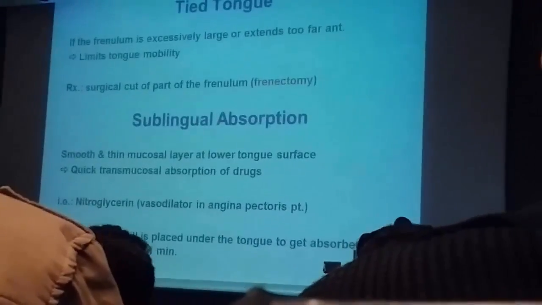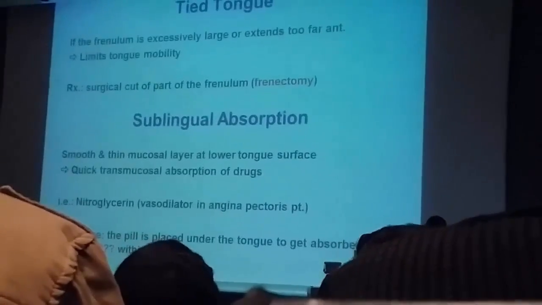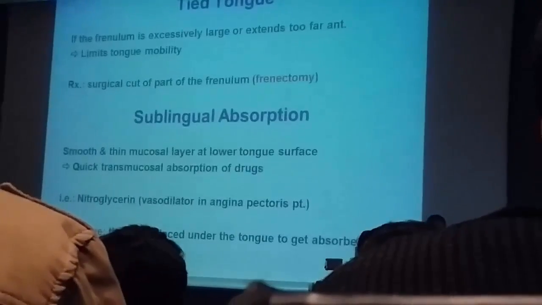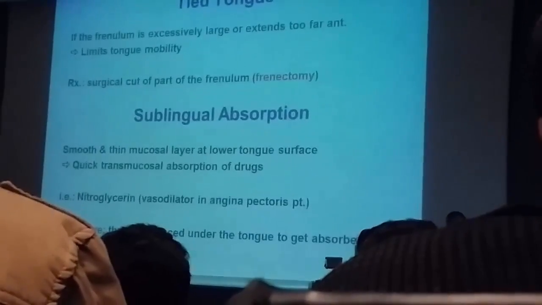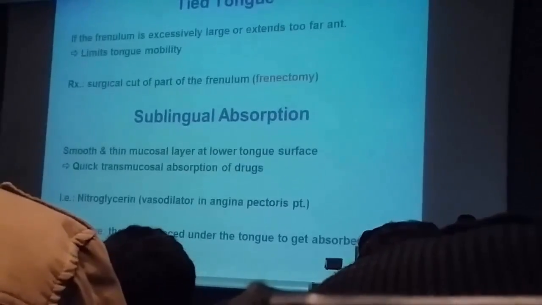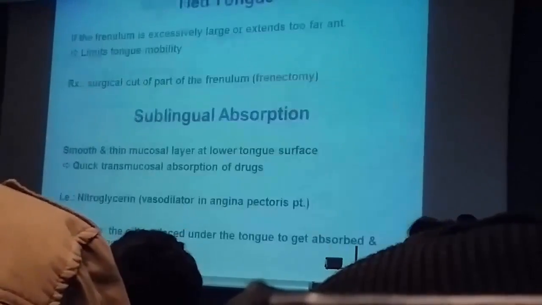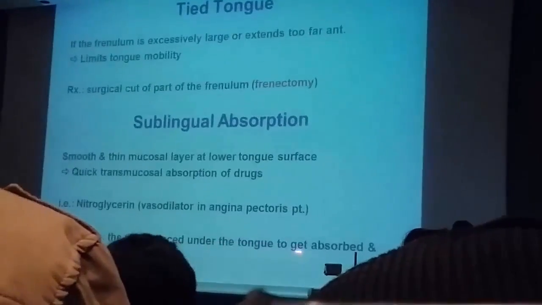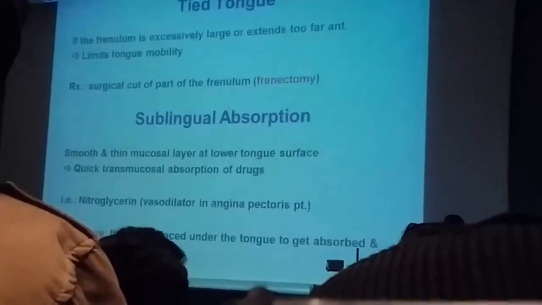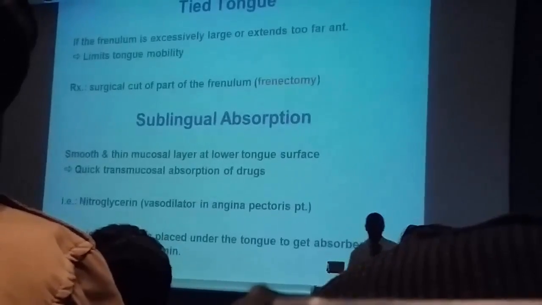So for this, we have what we call sublingual absorption of drugs. And the most common example, you know, is nitroglycerin, the vasodilator in angina, because you need blood to go fast to dilate the coronary veins and coronary arteries. So they put nitroglycerin pills under the surface of the tongue. These pills will dissolve and get directly into the deep lingual veins. So the pill is placed under the tongue, gets absorbed and enters the deep lingual vein in less than 1 minute. Why the deep lingual vein?